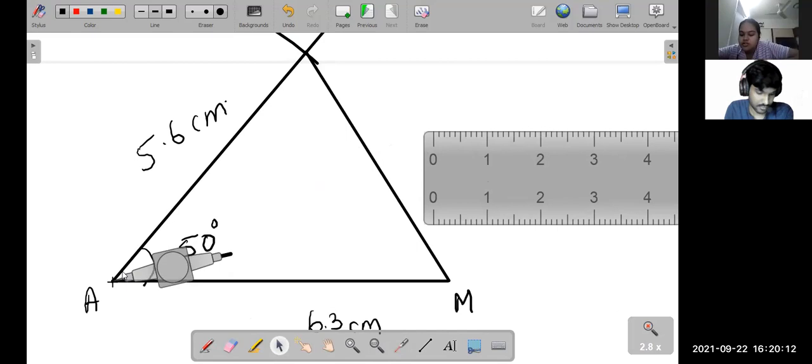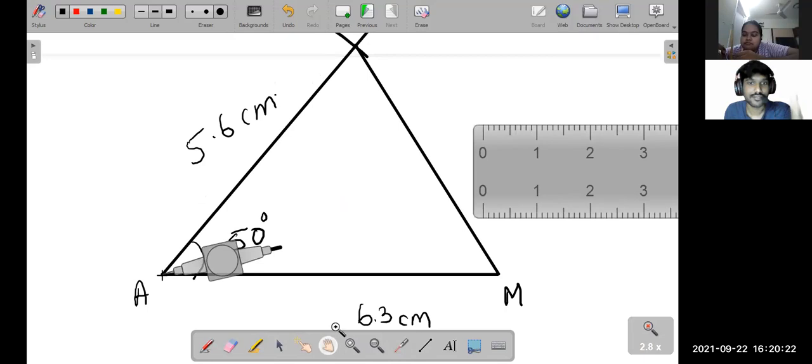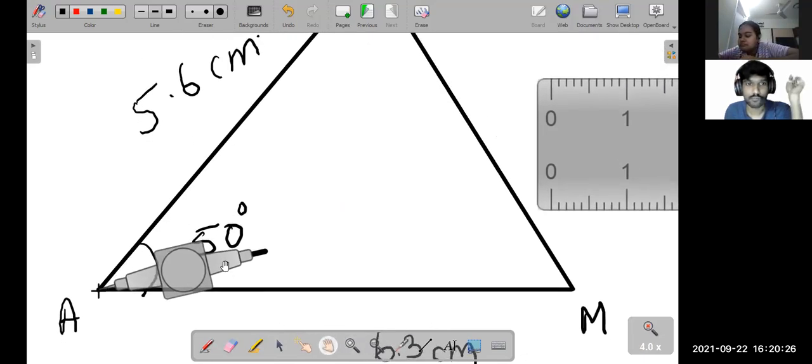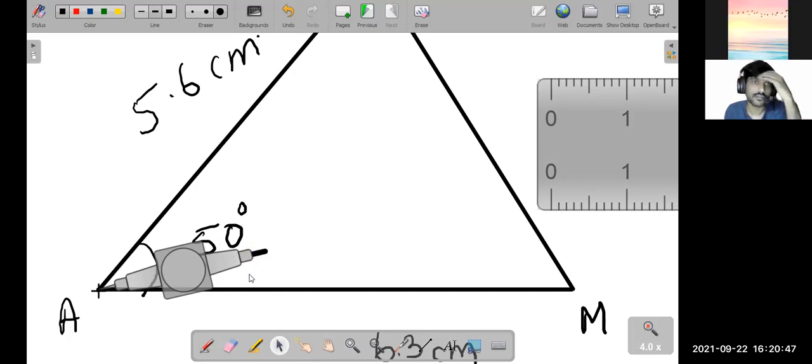But how will you do 7? This is so small, 6.3 only. How is your 6.3 so big? Because I have zoomed in, that's why it looks quite big. So we should do 6.3 divided by 7. That is 0.9. So you have to take 0.9, less than 1 centimeter. You just divide it by 7. So when you divide 6.3 by 7, you get 0.9. Should we take approximately 1? Yeah, take 0.9.